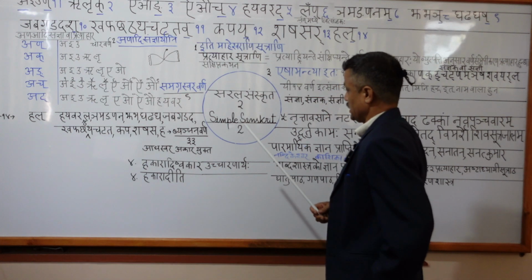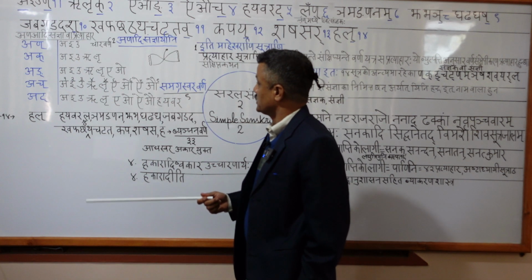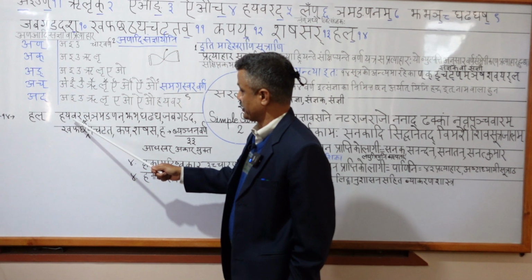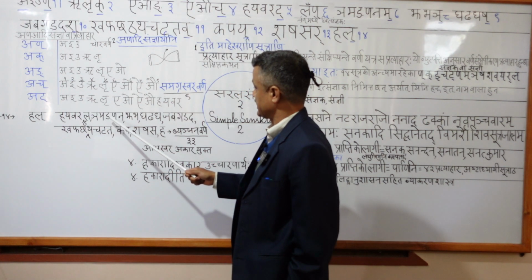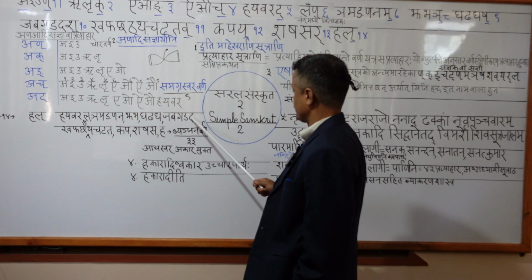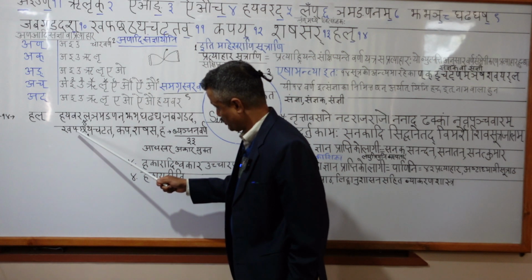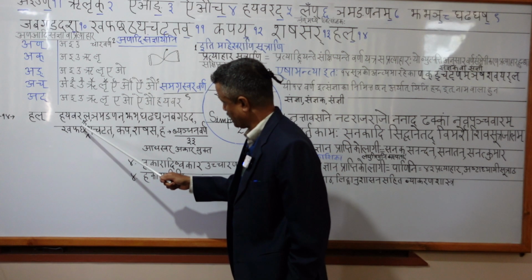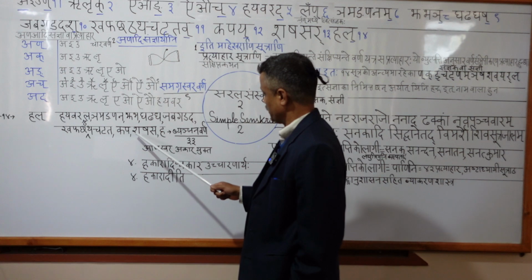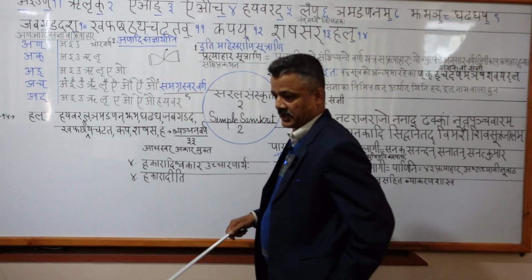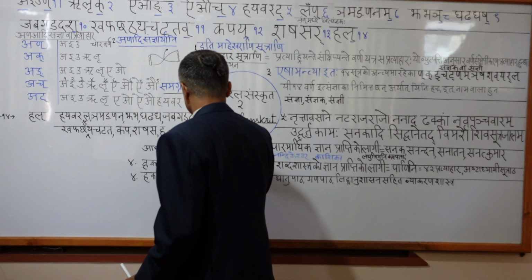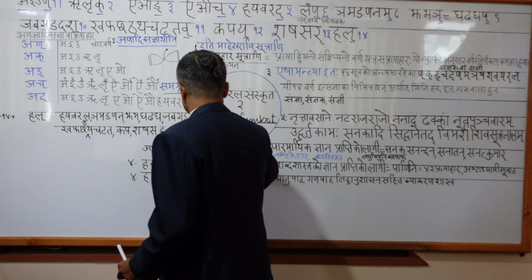Okay, so let's count the number of consonants we got from these 14 groups. 1, 2, 3, 4, 5, 6, 7, 8, 9, 10, 11, 12, 13, 14, 15, 16, 17, 18, 19, 20, 21, 22, 23, 24, 25, 26, 27, 28, 29, 30, 31, 32, 33, 34. In total, we have 34 consonants. Let me write here. I had written 33.